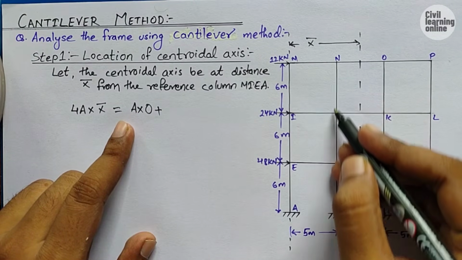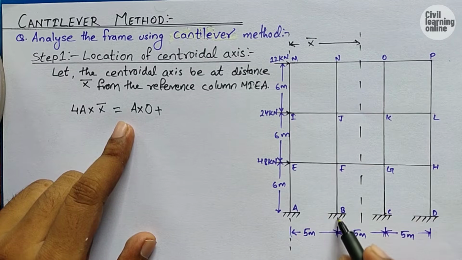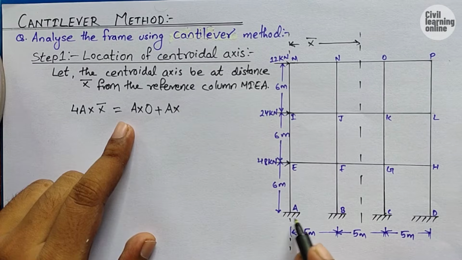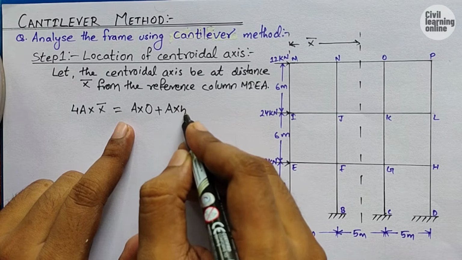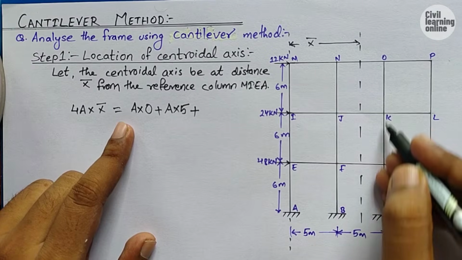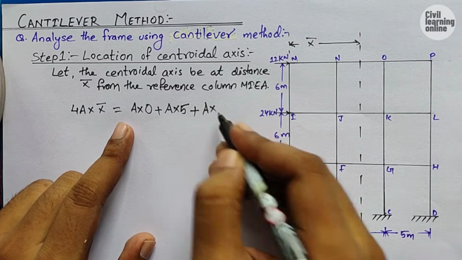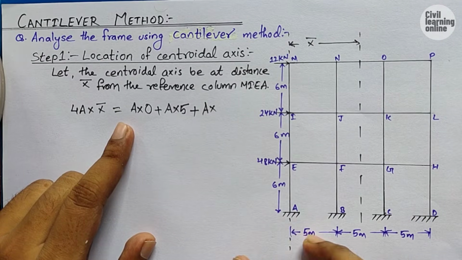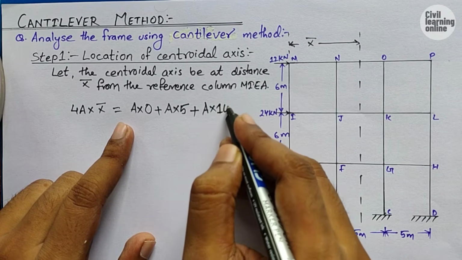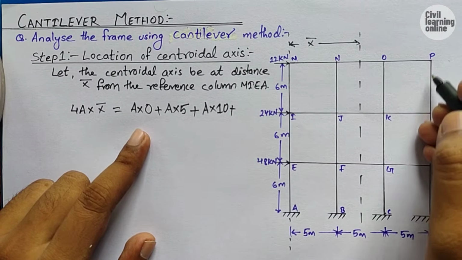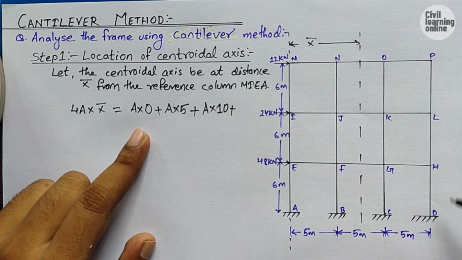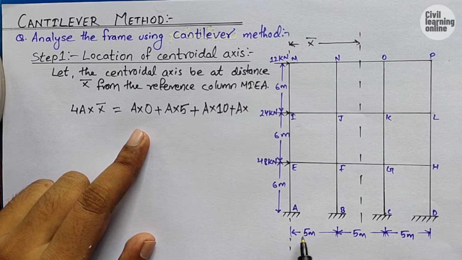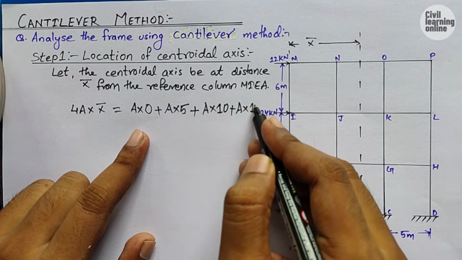Now we are here in this column. Again here area is A, and the distance from the reference column is 5 meters, so 5 plus, here area is again A, and the distance from the reference column up to this column is going to be 5 plus 5, so 10, plus, now for the fourth column, area is A, and the distance from the reference column up to this column is going to be 15 meter.